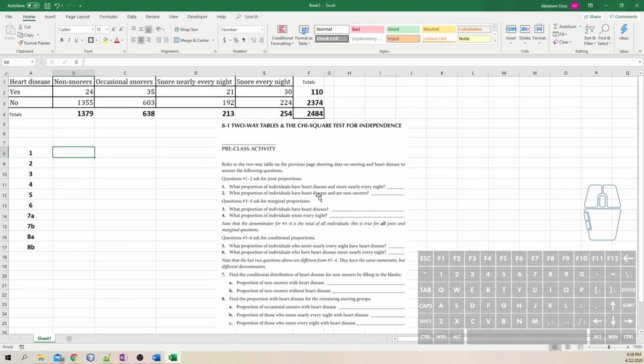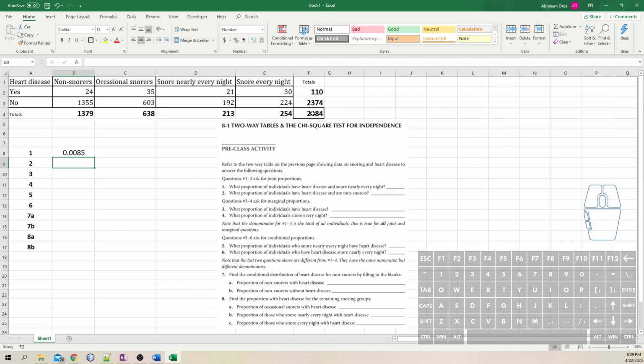What proportion of individuals have heart disease and snore nearly every night? Questions 1 and 2, it mentions here, ask for joint proportions. Now, the joint usually refers to any one of these being divided by the grand total. So in other words, here we have individuals that have heart disease, so we're going to look along this row and snore nearly every night. Well, that's only this one cell. So we're going to take that one cell, we're going to divide it by the grand total. And that should be the value that you'll get if you did that correctly.